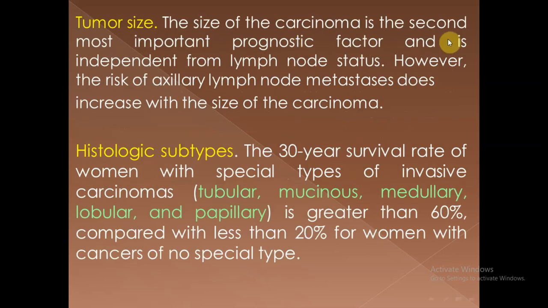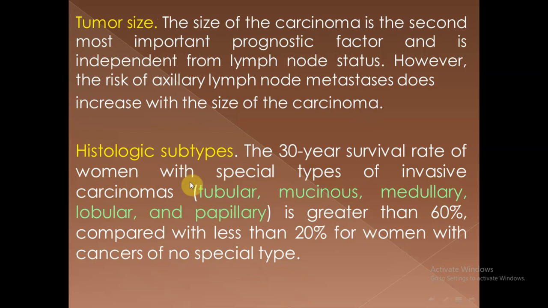Tumor size is the second most important prognostic factor. Definitely there is a strong relationship between tumor size and lymph node metastasis, and tumor size and distant metastasis. So tumor size will affect the stage of the tumor, and a small size has a better prognosis than a large size tumor.